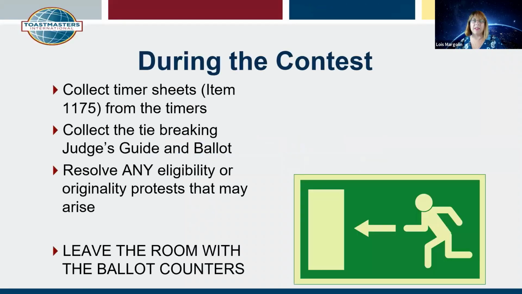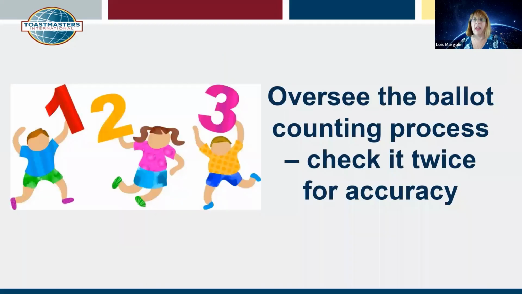During the contest, you will collect the timer sheets from the timers, collect the tie-breaking judge guide and ballot, and at this point, you are going to resolve any eligibility or originality protests that may arise. This is your moment. Then you leave the room with the ballot counters, and you oversee the ballot counting process. You check it twice for accuracy. If you're not sure, check it a 3rd time.